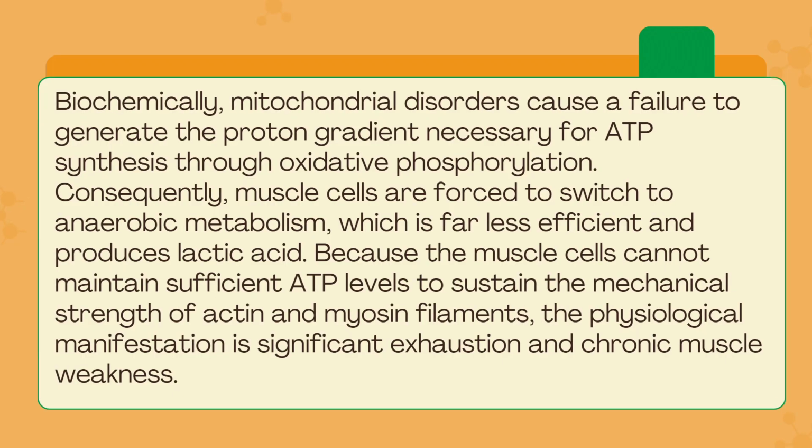Biochemically, mitochondrial disorder causes a failure to generate the proton gradient necessary for ATP synthesis through oxidative phosphorylation. Consequently, muscle cells are forced to switch to anaerobic metabolism, which is far less efficient and produces lactic acid, because the muscle cells cannot maintain sufficient ATP levels to sustain the mechanical strength of actin and myosin filaments. The physiological manifestation is significant exhaustion and chronic muscle weakness.